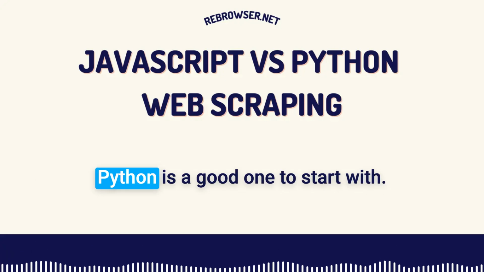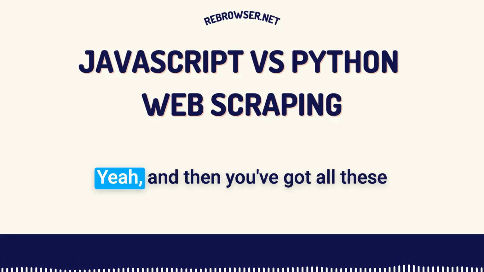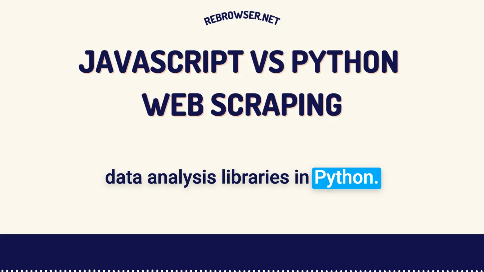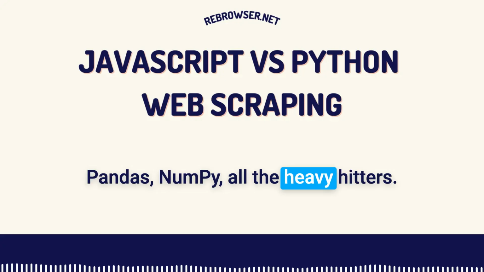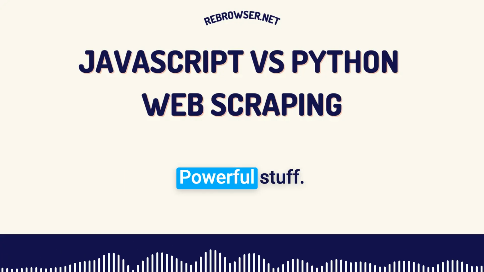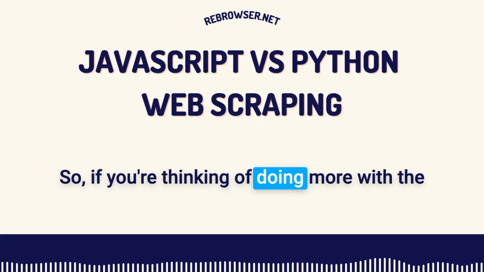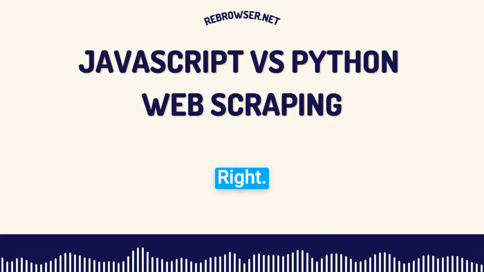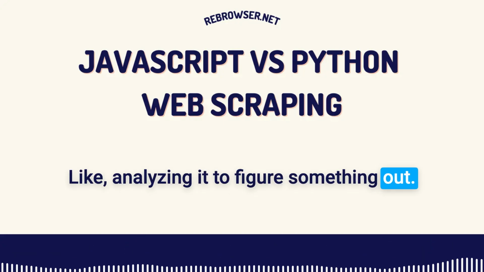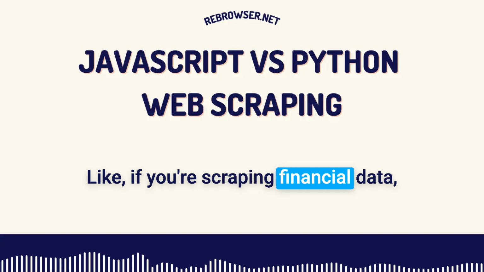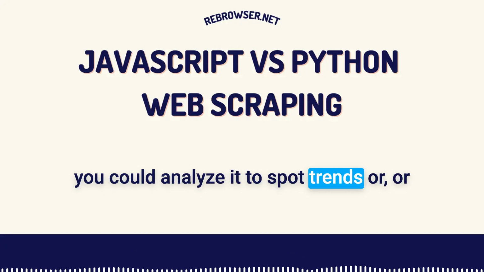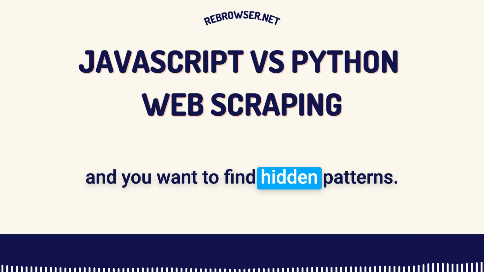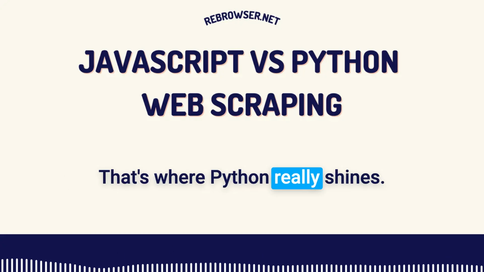Yeah, that's what I've always heard. Python is a good one to start with. And then you've got all these data analysis libraries in Python. Pandas, NumPy, all the heavy hitters. Oh, yeah, I've heard of those. Powerful stuff. So if you're thinking of doing more with the data than just collecting it, you know. Right, like analyzing it to figure something out. Exactly. Like if you're scraping financial data, you could analyze it to spot trends, or maybe you're dealing with huge data sets and you want to find hidden patterns. That's where Python really shines.